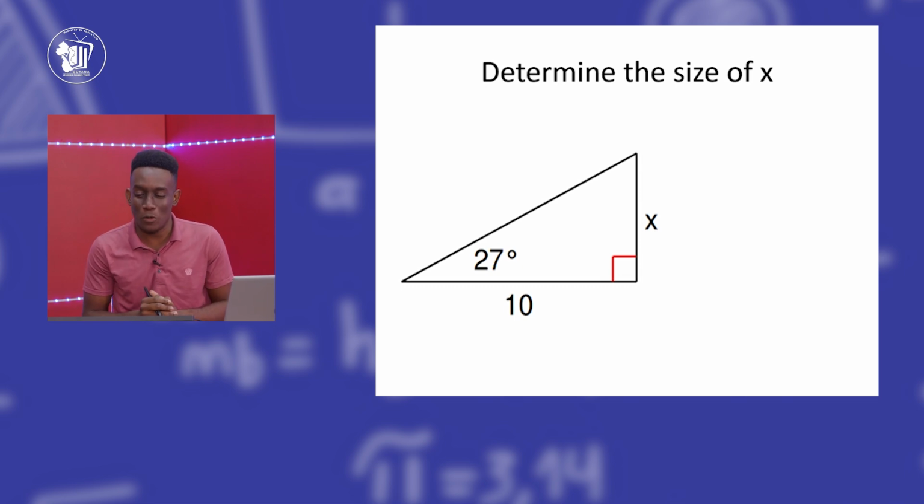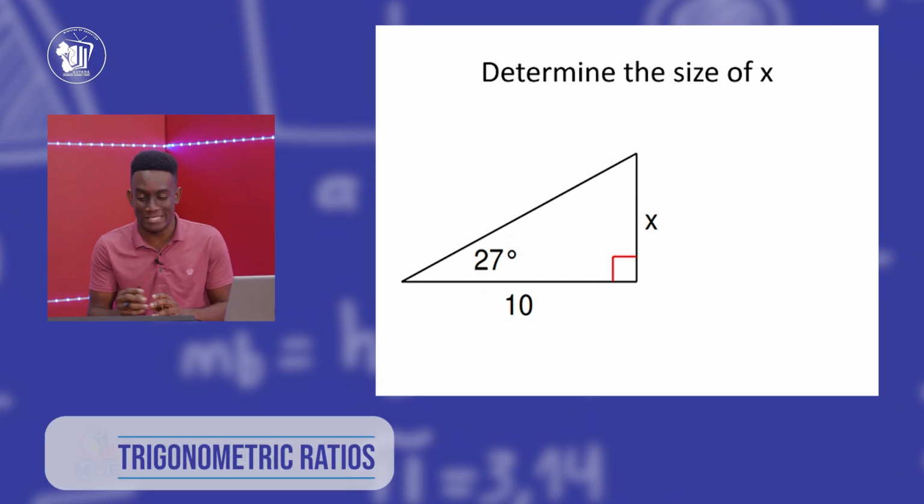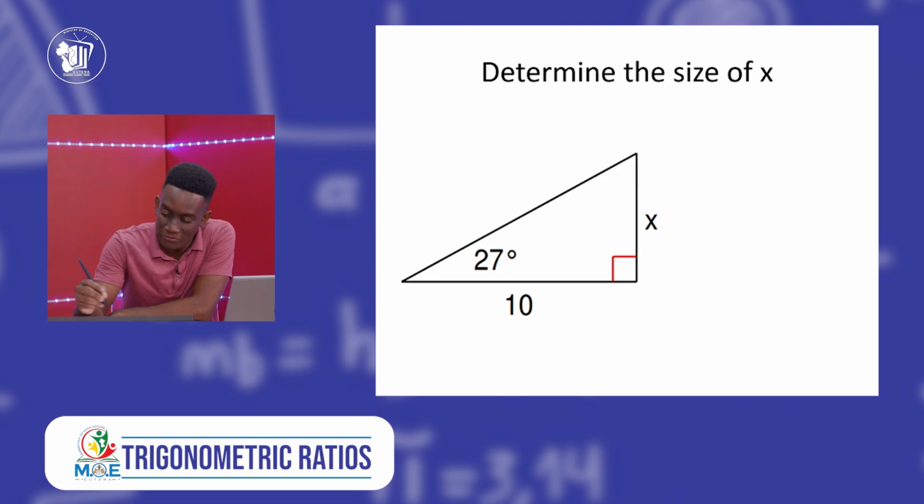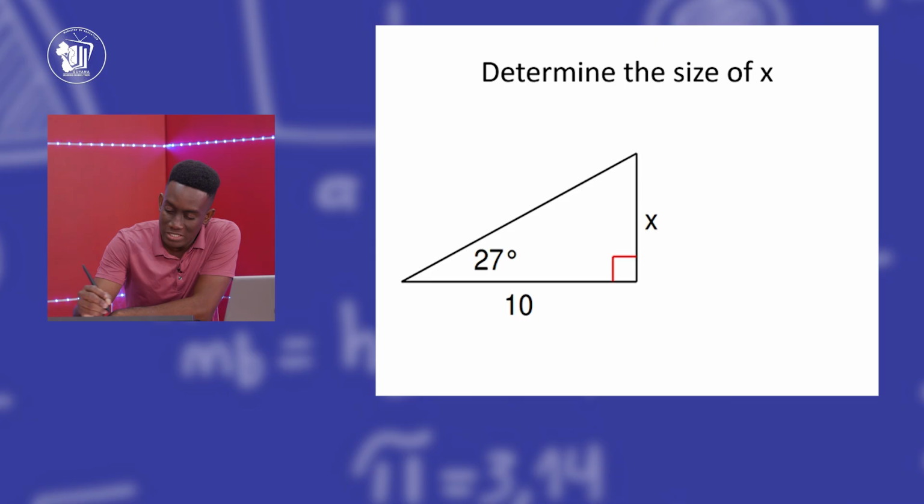This one says, determine the size of x. We see we are given two things: an angle and a side. We want to find the size of x. First things first, we identify what is given. So we see here's the angle, and the side opposite that, we can call the opposite.